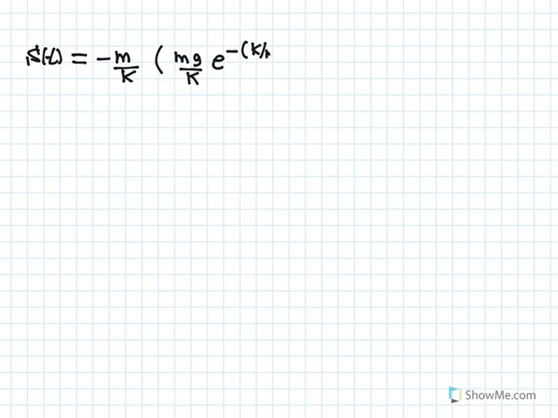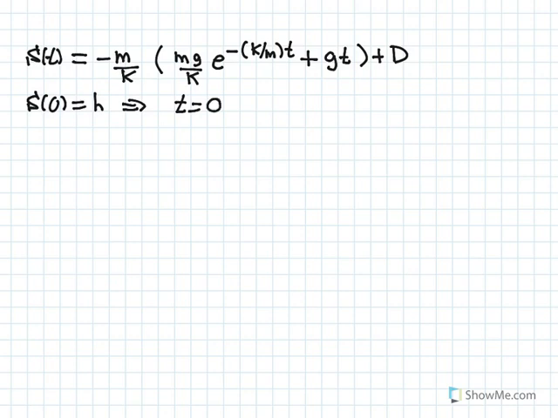All right, so what we have is s of t is equal to minus m over k times mg divided by k, e to the minus k over m t, plus gt, plus d. Now the initial condition is that the object has a height of h at time 0. That means s of 0 is equal to h. That means when t equals 0, s is equal to h. So let's substitute those in and solve for the arbitrary constant of integration.